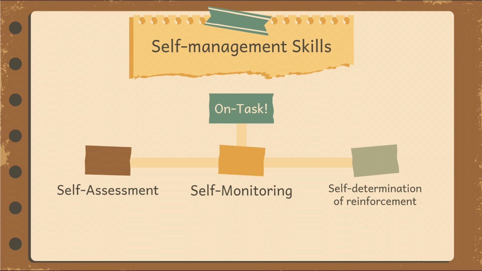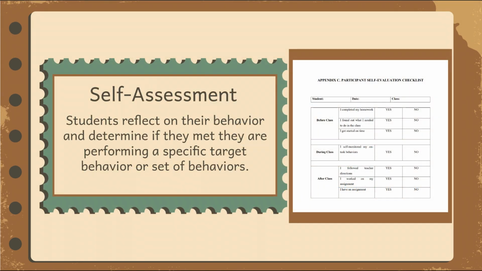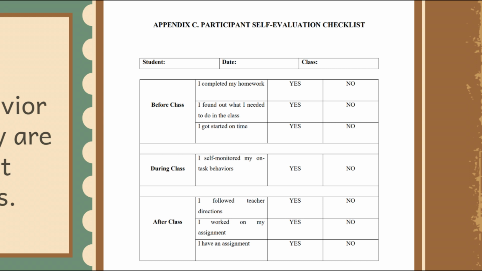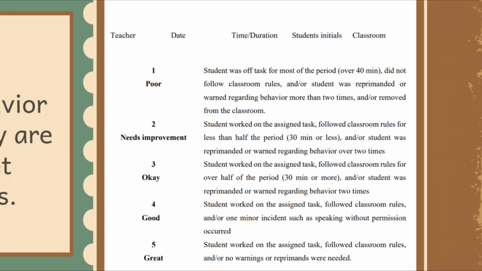Here are some methods of self-management. Self-assessment. Self-assessment is when students reflect on their behavior and determine if they met or are performing a specific target behavior or set of behaviors. Usually, this means students are given a sheet, like this one, and are regularly supposed to select how they believe their behavior has been. These sheets are then collected by a teacher or other educator and evaluated.